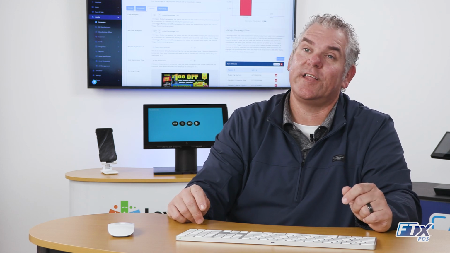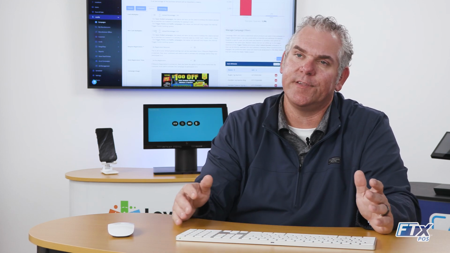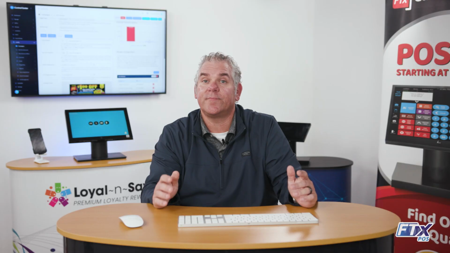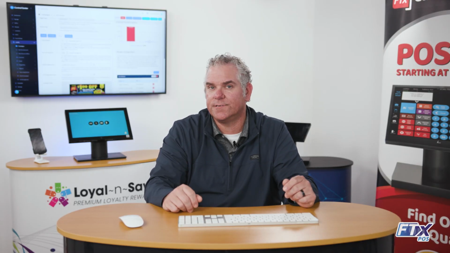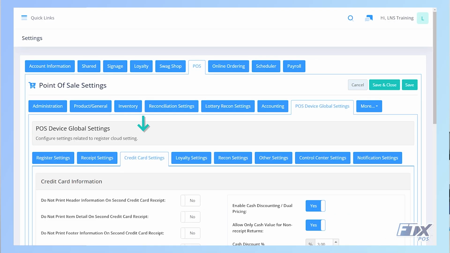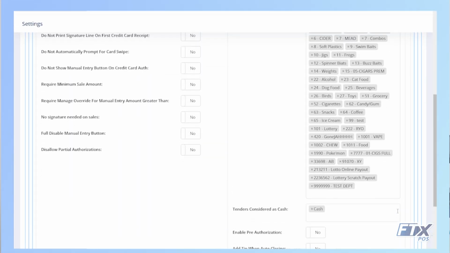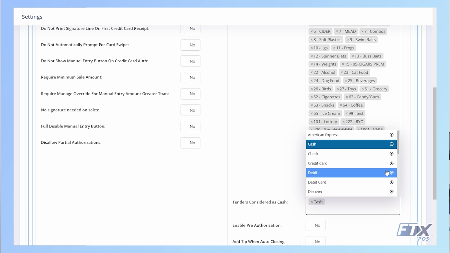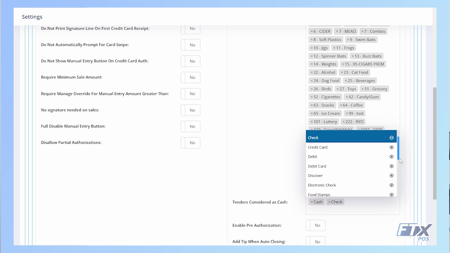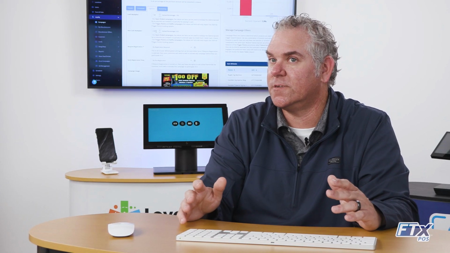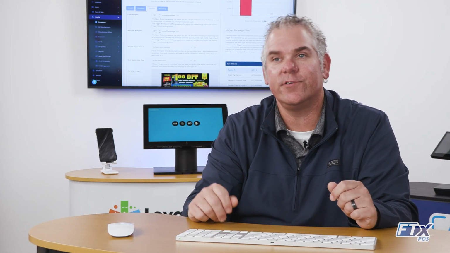Or I can set the non-cash multiplier to something lower, like 0.5, so that if the customer uses non-cash, they would only receive half the points. Additionally, you define what tenders are considered cash and non-cash. So let's say I take checks and I want them treated as cash. You can configure that. Or if I take e-checks and I want them to be considered non-cash, you can configure that.